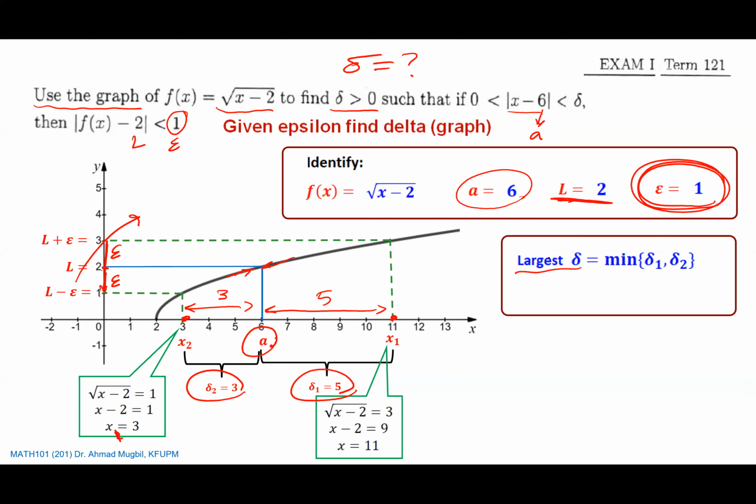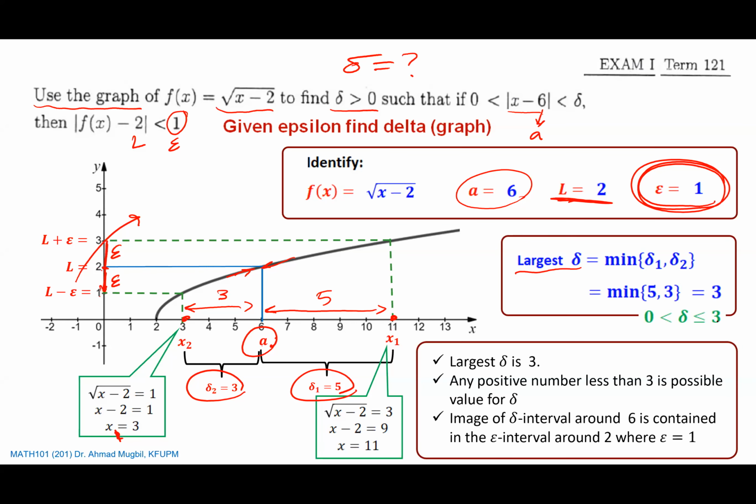The largest delta that we are looking for will be the minimum of delta 1 and delta 2. It will be the minimum of 5 and 3, which is 3. Now, any number less than 3 will work also. Usually when we choose delta, we focus on these issues. We should choose the largest delta. The smaller one that you choose will be the largest delta that you may have. Any positive number less than that is possible also. This is why we call it the largest delta. And of course, the image of the delta interval around 6 is contained in the epsilon interval. Of course, this is clear.